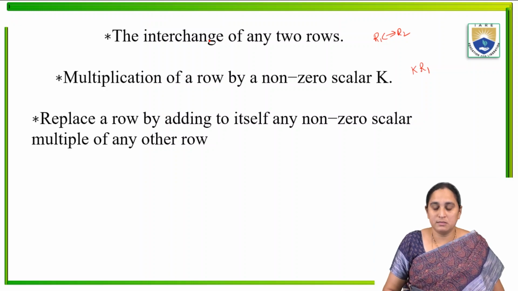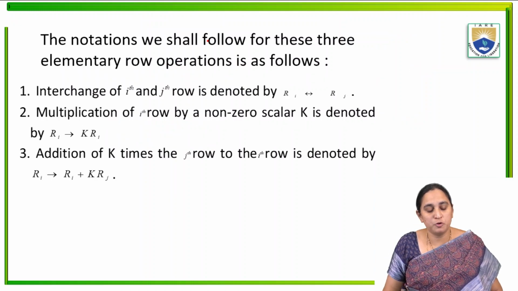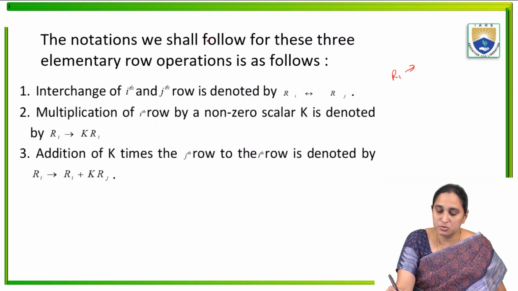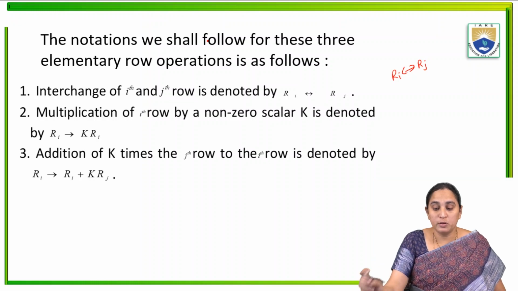Now I'll discuss these three points with their notations. The notations we shall follow for these three elementary row operations are as follows. The first transformation, interchange of the ith and jth row, is denoted by Ri interchanges to Rj. As I discussed in the previous slide, this is the interchange of rows i and j, like R1 interchanges to R2.